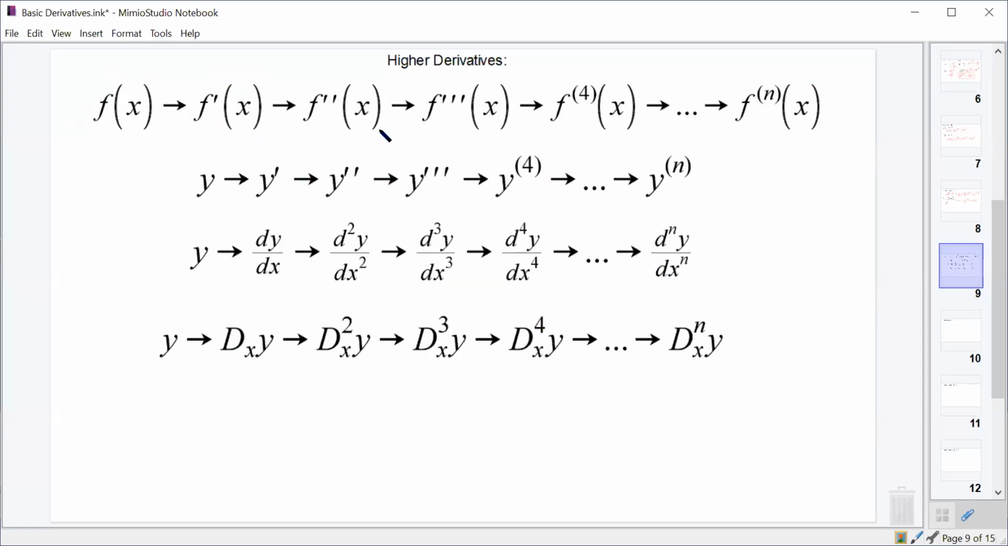Then we can take a second derivative, or a third derivative, or a fourth derivative, all the way up to whatever derivative we want, the nth derivative of f. So same here, y prime, y double prime, y triple prime, the fourth derivative of y, the nth derivative of y. Or dy dx, the derivative of y with respect to x, or this, which we read as the second derivative of y with respect to x, the third derivative of y with respect to x, and so on. So these are the notations you're going to want to know and get used to.